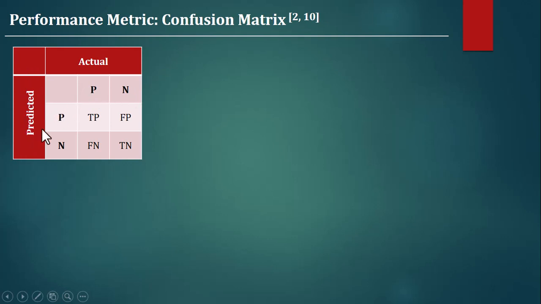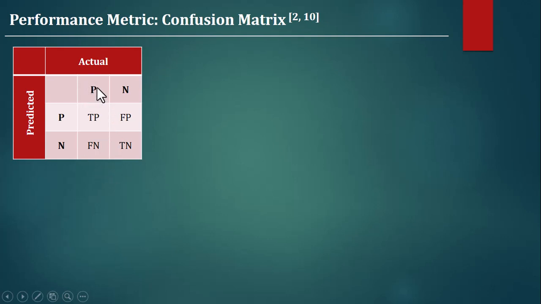And this is the predicted output. So we will have some samples whose actual class label is known, whether it's positive or negative. And after our model training and testing, we will have some predicted value for that particular sample, classified as positive or negative. So based on that, we will have four values.